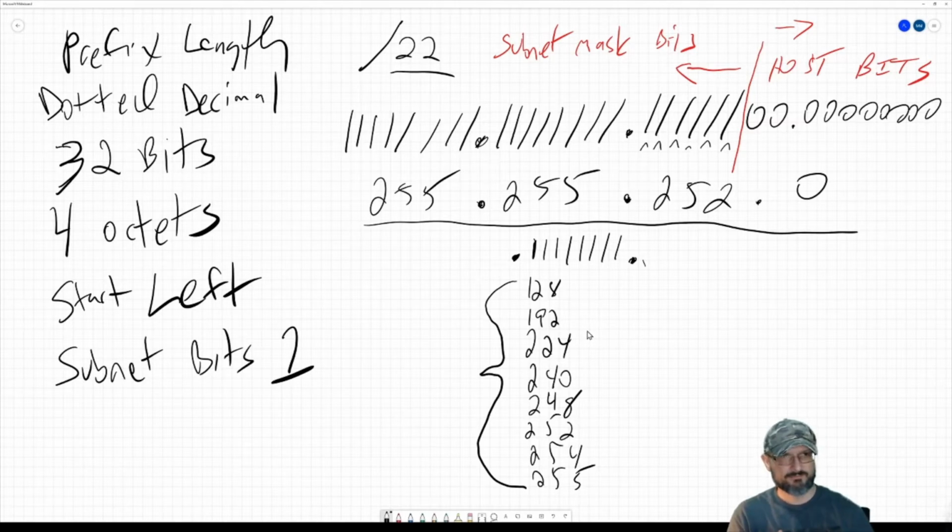That's it. And as I said, everything to the right is host bits, and we'll talk about what you can do with those moving forward when we talk about network ID, broadcast IP, the number of hosts, and the number of networks in a given larger network.